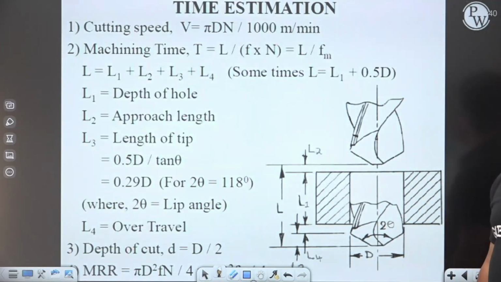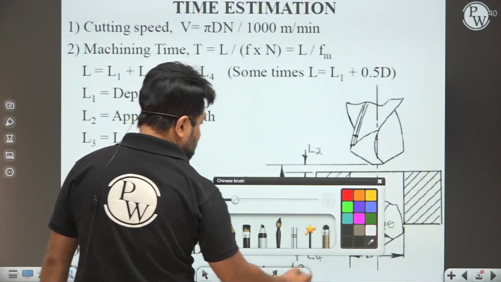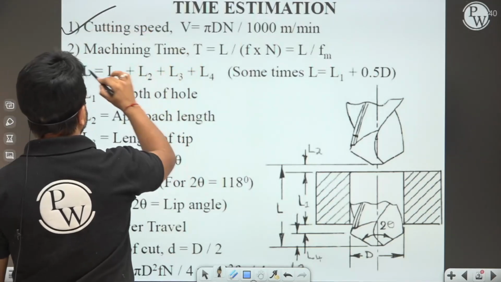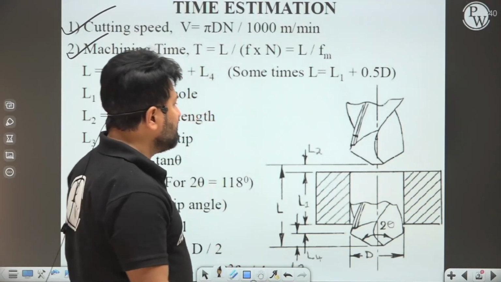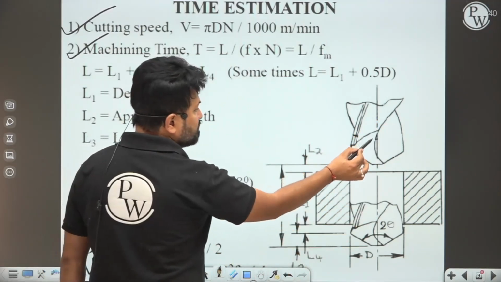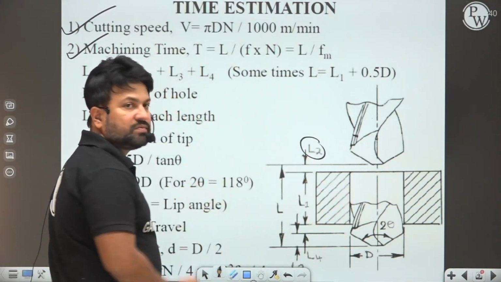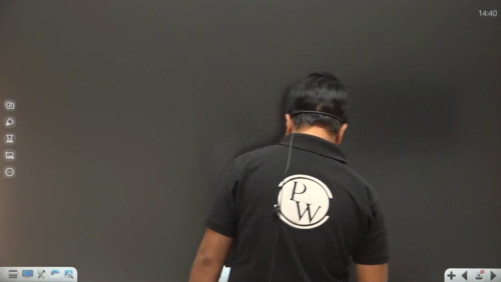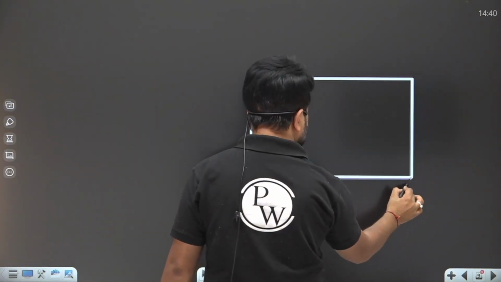Now let's discuss the cutting time. Now this formula is a little bit clear to you, the cutting velocity is clear. Now I'm going to talk about the machining time. Suppose that this is your tool, and the tool is going to approach toward the workpiece by length L2. If it is not visible, then I'm going to draw again. Don't worry, I'm going to draw each and everything again.